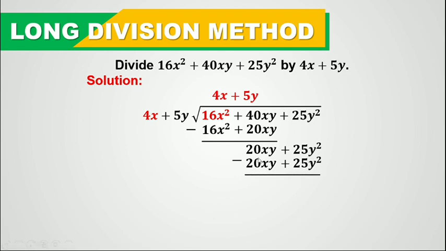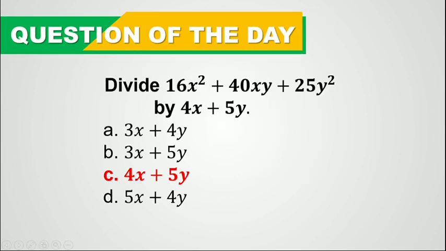So 20xy minus 20xy, that's 0. And then 25y squared minus 25y squared, that's also 0. So the answer is 0, so there is no remainder. Therefore, the answer for this particular exercise is 4x plus 5y. So going back to the question of the day, the answer is letter C, 4x plus 5y.